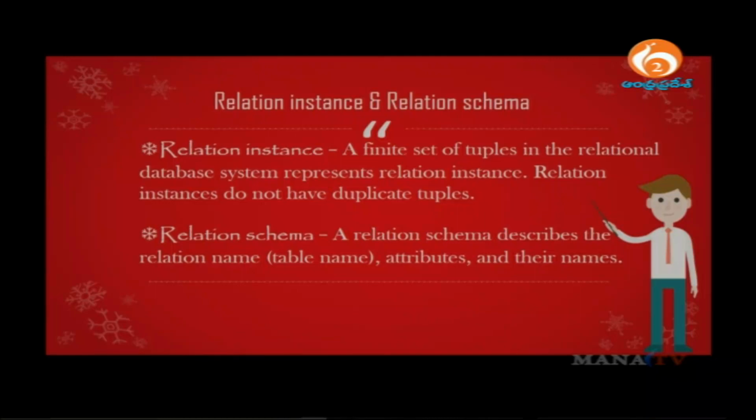Now let me show you the second point, relation instance and relation schema. What does it mean? Relation instance: a finite set of tuples in a relational database system represents a relation instance. A relation instance does not have duplicate tuples, a very important thing. So when I am talking about a relation instance, you have not only a single record, you have a finite set of records.